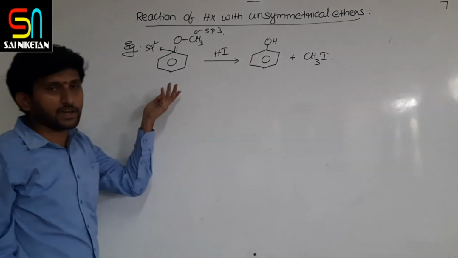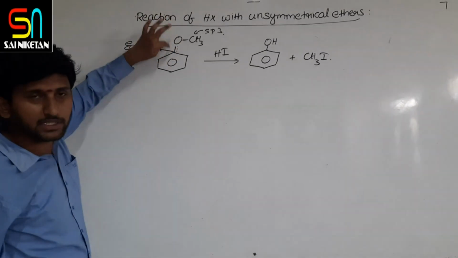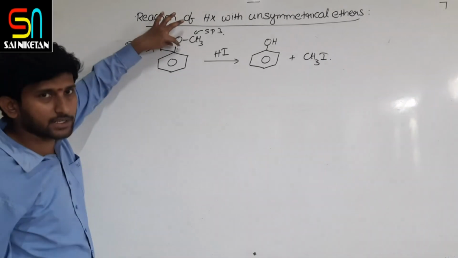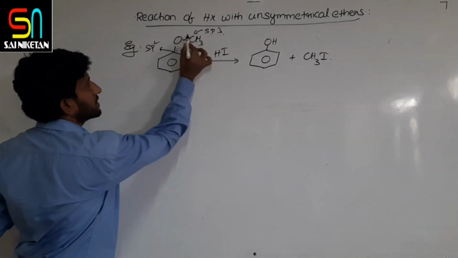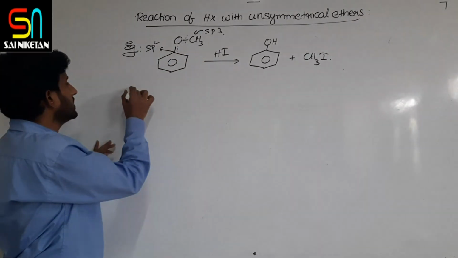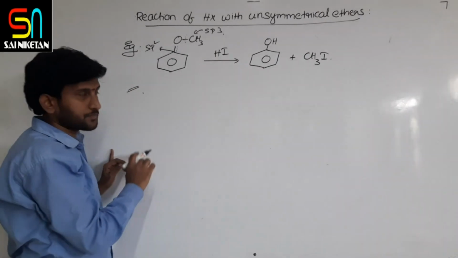Understood? So in case of aryl ethers, what will happen? This oxygen and benzene bond has double bond character. It is a stronger bond relative to this bond. So this bond is not cleaved. This bond is cleaved in this case. Understood? So this is the reaction with the ethers. Next.